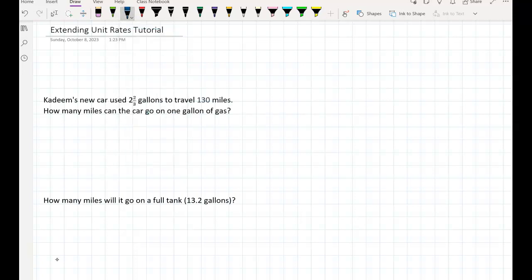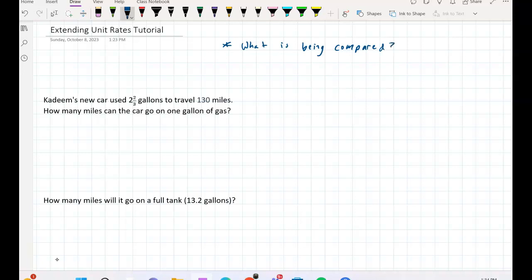is we want to make sure that you know what you are comparing. What two items are being compared in your unit rate scenario? Are you comparing miles to gallons, distance over time, cost per unit? What is being compared? That's the thing. You have to remember those things.